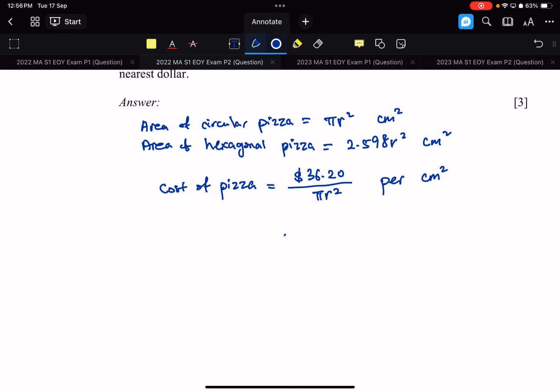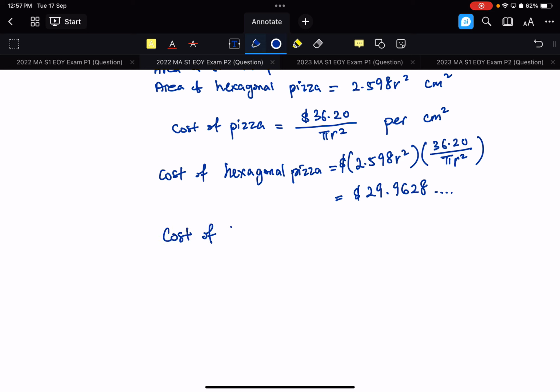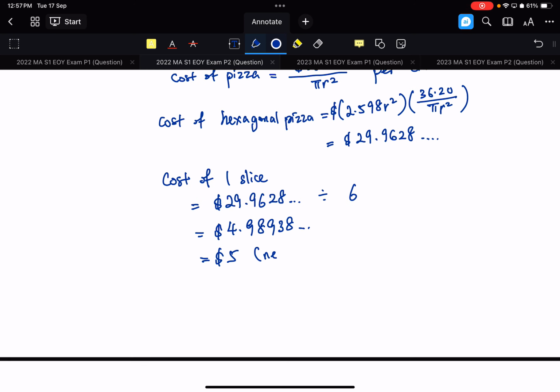Okay. So what happened? The cost of hexagonal pizza will equal 2.598 r squared times 36.20 over pi r squared. That's in dollars. This one works out to be about 29.93628, etc. Right? So therefore, cost of one slice equals 29.9628 divided by 6, which gives us 4.98938, right? Which is $5, to the nearest dollar.